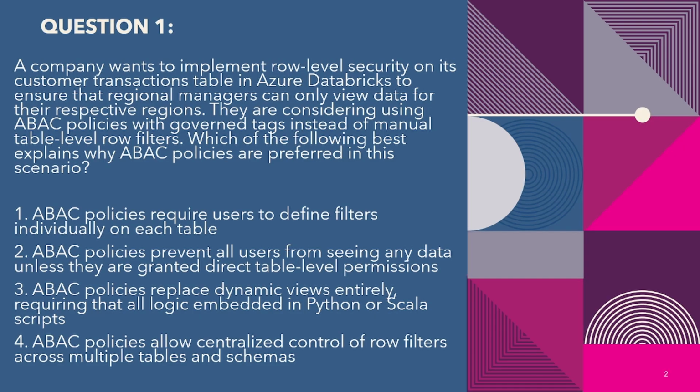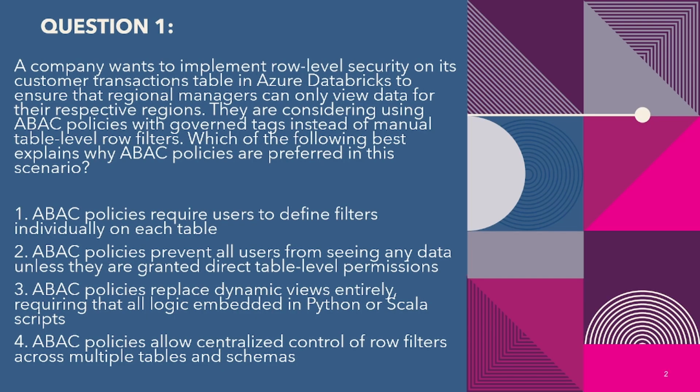Options. ABAC policies require users to define filters individually on each table. ABAC policies prevent all users from seeing any data unless they are granted direct table-level permissions. ABAC policies replace dynamic views entirely, requiring that all logic be embedded in Python or Scala scripts. ABAC policies allow centralized control of row filters across multiple tables and schemas.